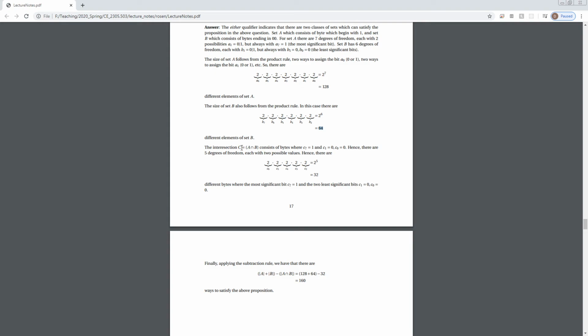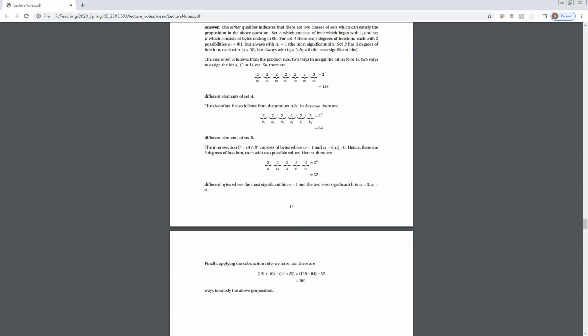And then there's the intersection, C, which is equal to A intersect B. That one only has 5 degrees of freedom. When counting the intersection, the most significant bit, C7, is set to a 1, so there's no variance there, and it doesn't factor in. There's only one possible way to represent it when it's fixed. We are still applying the product rule; we're just multiplying by 1, so we leave it off. And then again, we're fixing the two least significant bits.